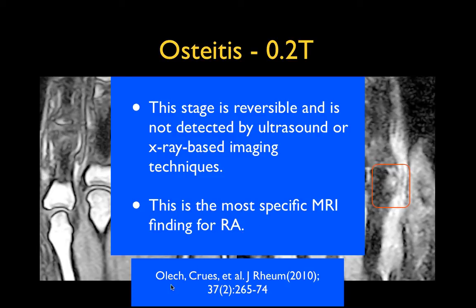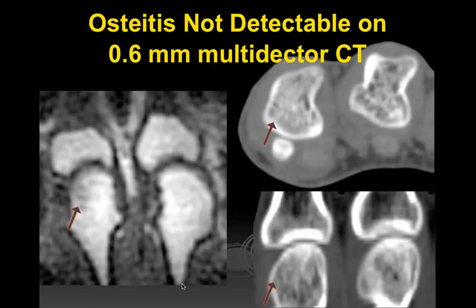And this is just a paper that Eva Olick, who's, I guess, now in Las Vegas, she was in Oklahoma, University of Oklahoma, when we did this paper a couple of years ago. This is very specific for rheumatoid arthritis.